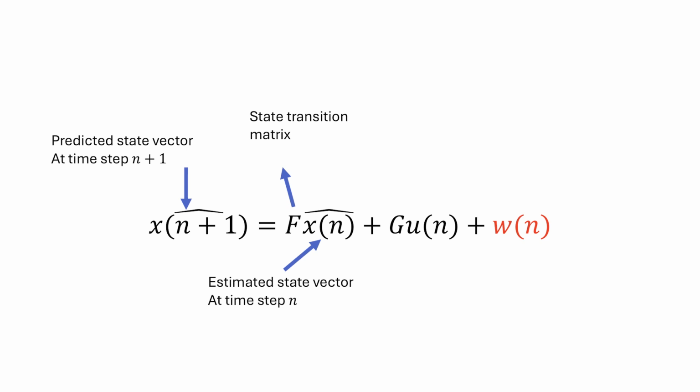So how do I project the state vector one step ahead? And the G function will help you to project the control variables. So you have these two matrices, the F and the G, that will help you project both the state and the control.